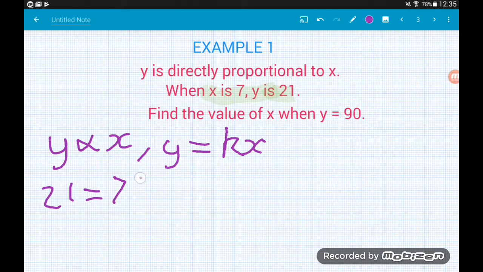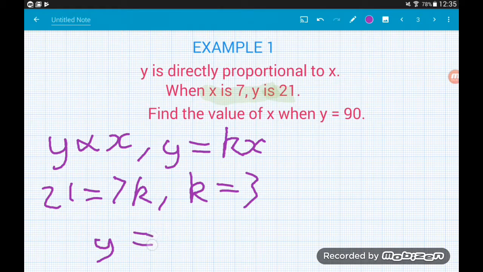So 21 is equal to 7k. And then we've now got an equation that's fully in terms of k. If we just divide by 7 now, we will find that k is equal to 21 divided by 7, which is 3. So now we know the value of k, we now know the exact relationship between y and x. We now know that y is equal to 3x. So whatever x is, y is 3 times bigger than.